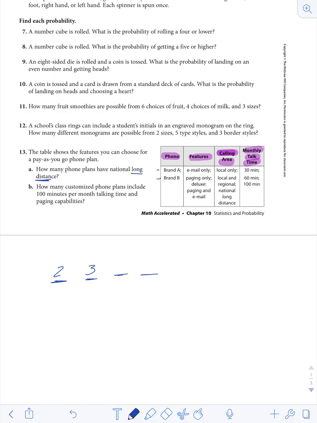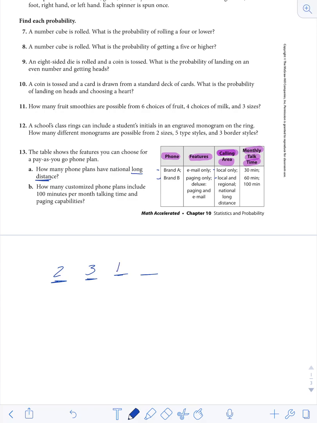Here's what we're concerned with. Here it says long distance. Okay. Now, I have to have long distance. So if I look at local only, does that have long distance? No. So I can't have that one. The second one says local and regional. Again, not national long distance. I can't have that one. Lastly, I finally get the national long distance. That's the only one I have to have. So in this case, I'm going to put a 1.